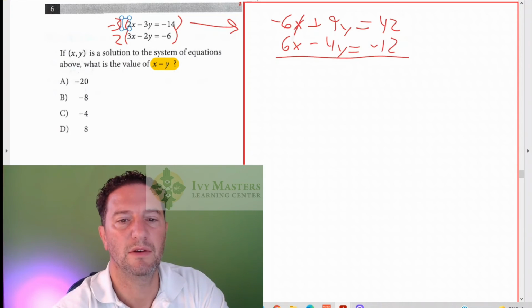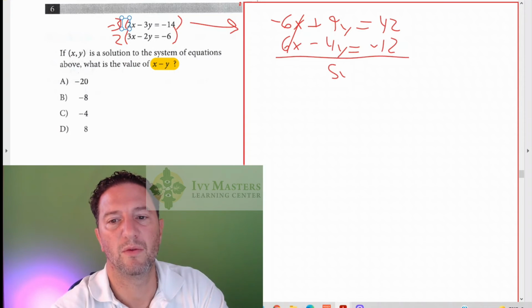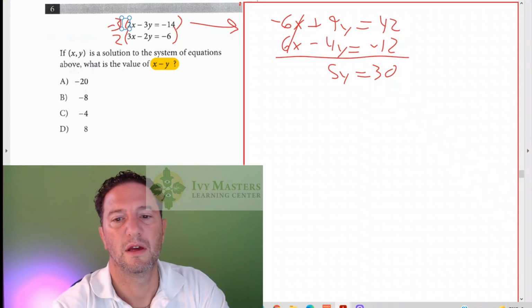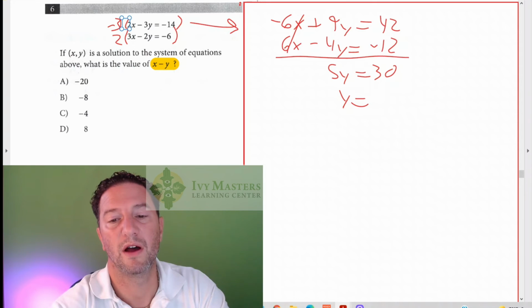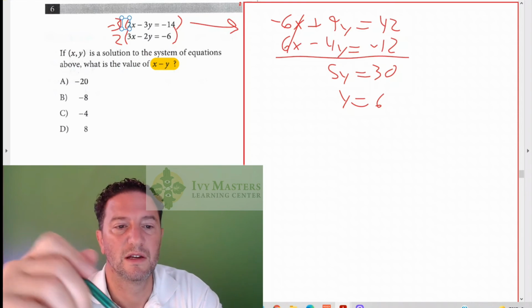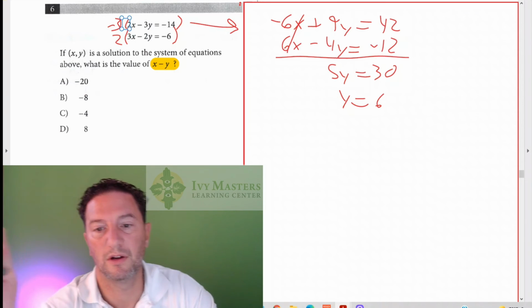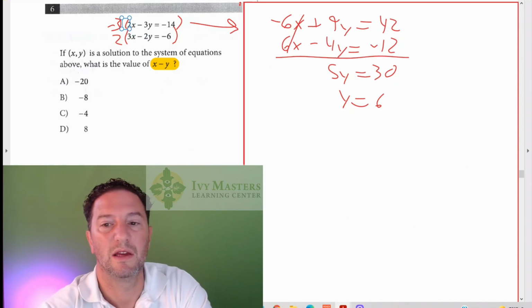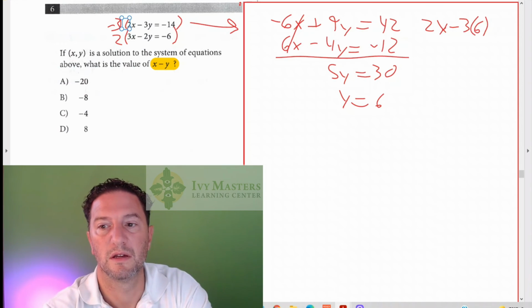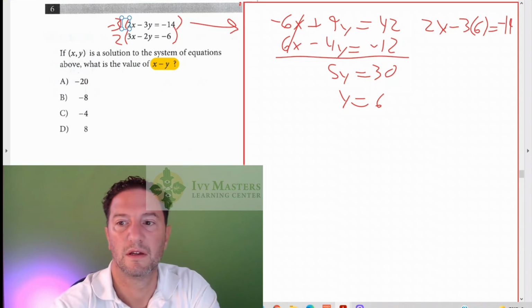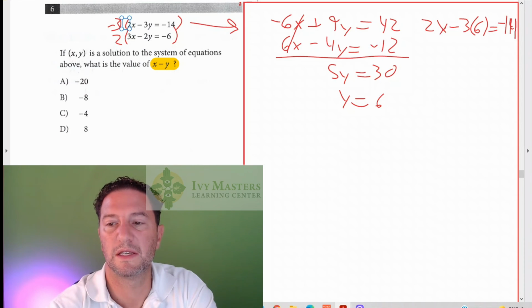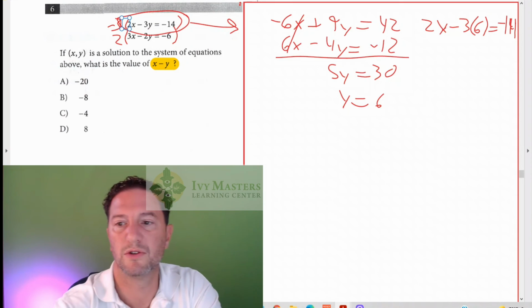When I add them down, these cancel. Here I get 5y equals 30. Divide both sides by 5, and y equals 6. So instead of doing that whole process of elimination again, I'm just going to plug 6 in for my y into either of the equations. I'll plug it into the top equation, the original. 2x minus 3 times 6 equals negative 14. Whoops, that's a 14. I'm plugging into that original equation.